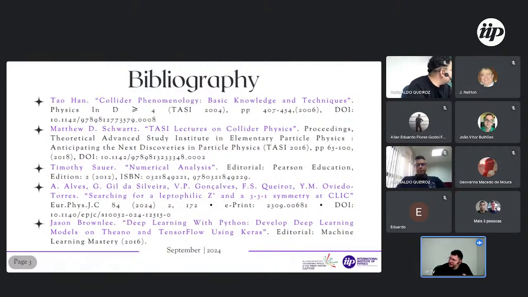And finally, research related to collider physics, specifically in simulations. We use deep learning algorithms, but it's important to maintain an alternative bibliography, which is Jason Brownlee's book, Deep Learning with Python: develop deep learning models on Theano, TensorFlow, and Keras, which are libraries that we can install in Python. So the events today are analyzed using deep learning algorithms.